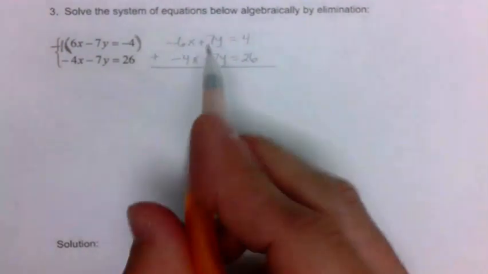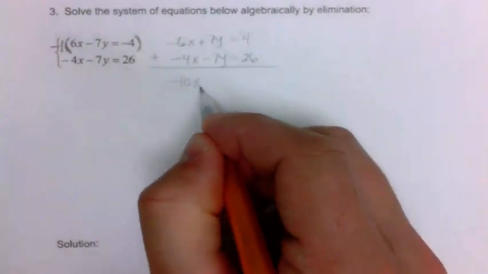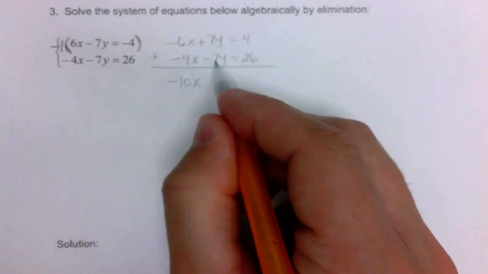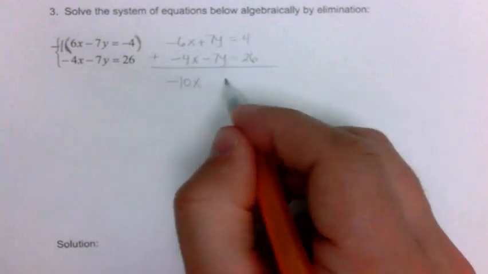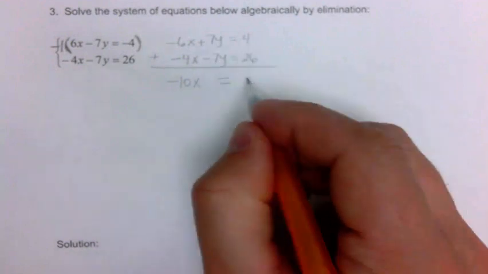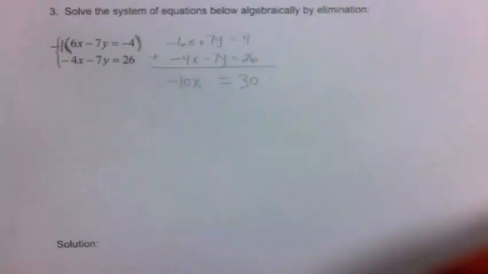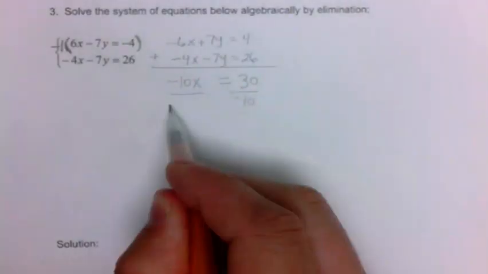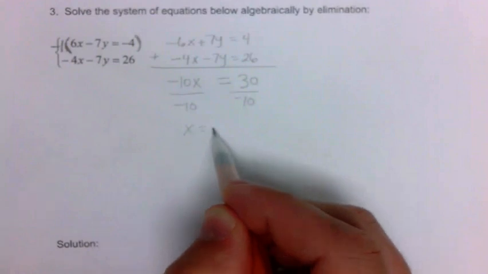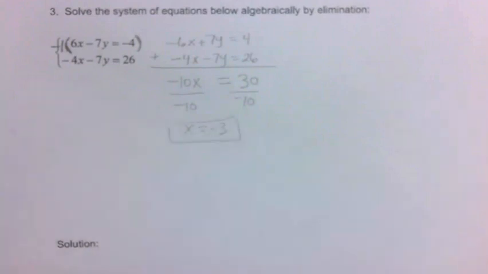Negative 6x plus negative 4x is negative 10x. 7y and negative 7y is 0, so negative 10x equals 4 plus 26, which is 30. Divide each side by negative 10, which means that x equals negative 3. So there's the x value.